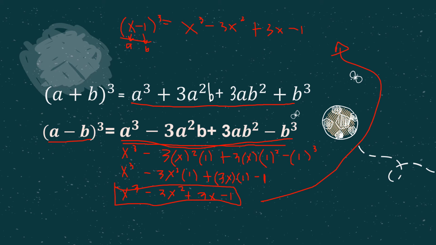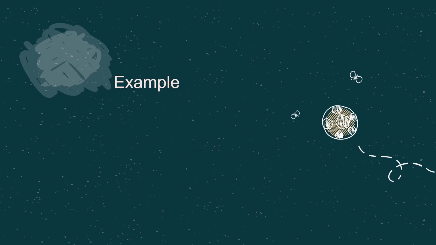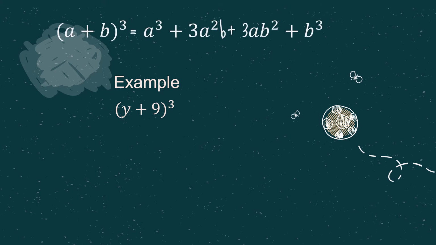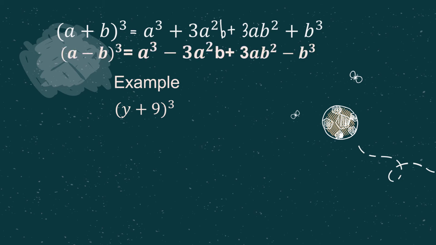So what's important here is you know which form it is, and then you are going to use this formula, and you just replace all the A's and all the B's. So, another example. Suppose that we have the quantity of y plus 9 cubed. The first thing is you have to identify which form it is. Is it in the quantity of a plus b cubed or the quantity of a minus b cubed? Here we can clearly see that it is addition.